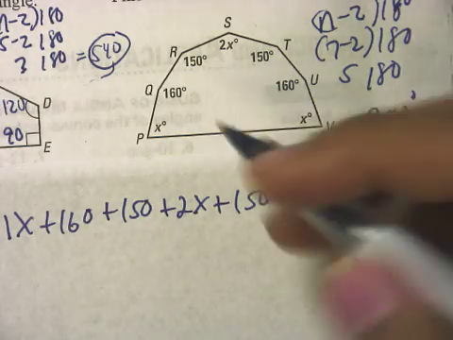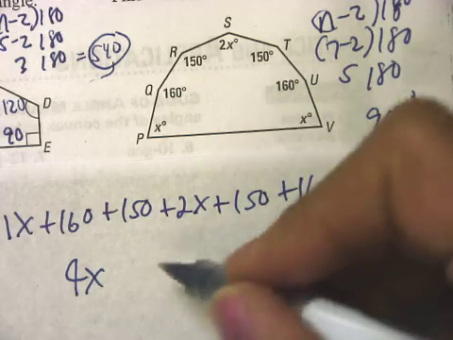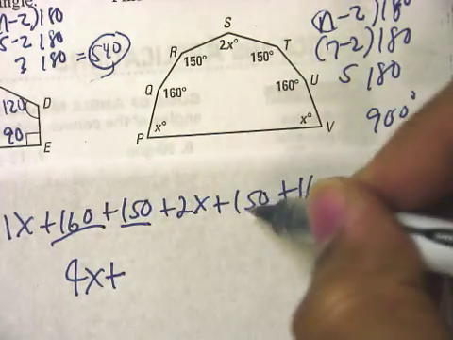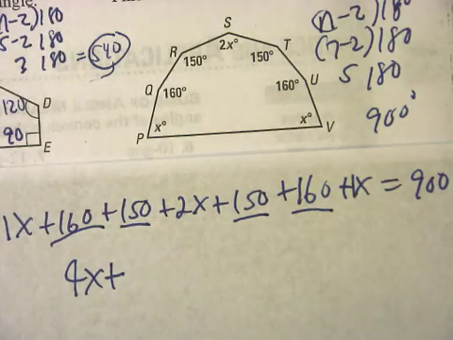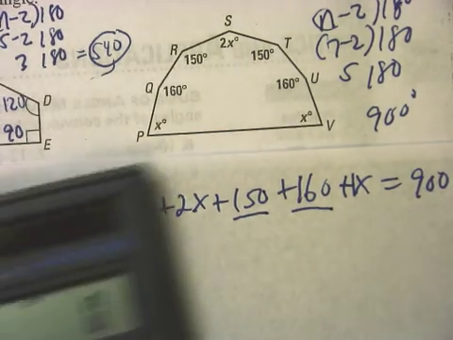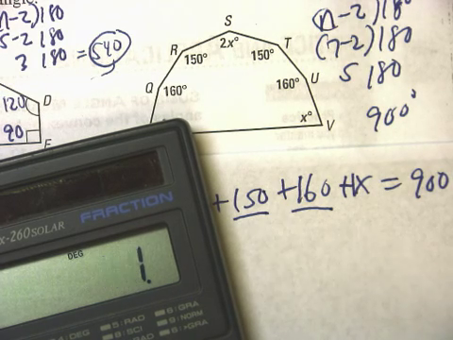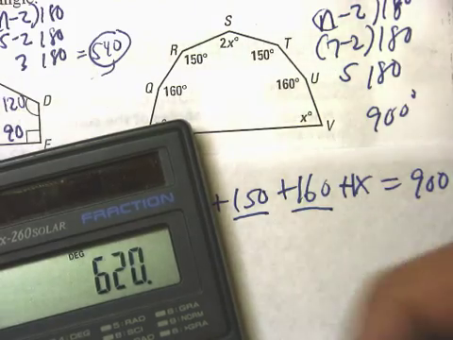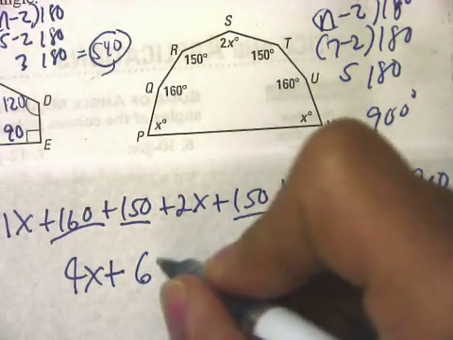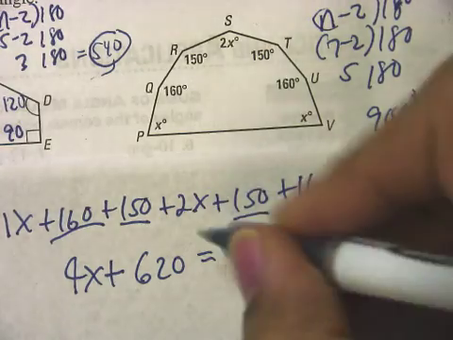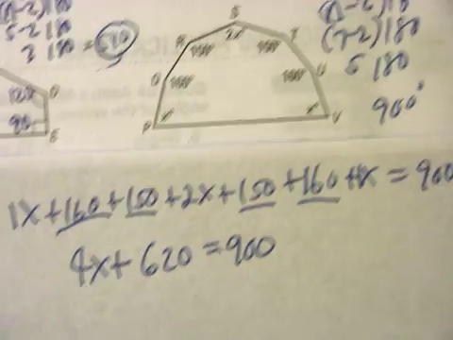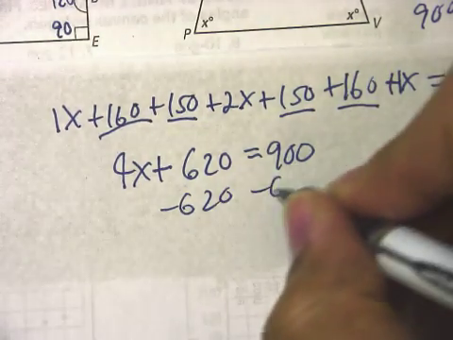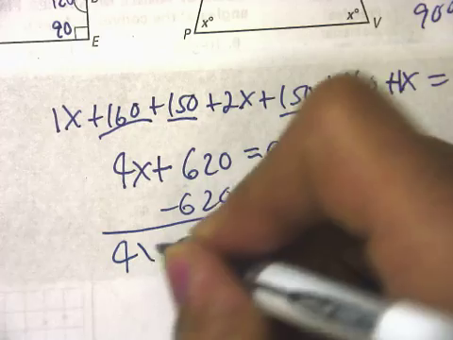It looks pretty long, but all we have to do here is just put like terms together. By the way, this is 1x there and that's 1x there. Well, 1x plus 2x plus 1x is 4x. Plus, now let's add the rest of these numbers here. I have 160, 150, 150, and 160. Let's add those together. 160 plus 150 plus 150 plus 160 gives me 620. So that's 4x plus 620 is equal to 900.